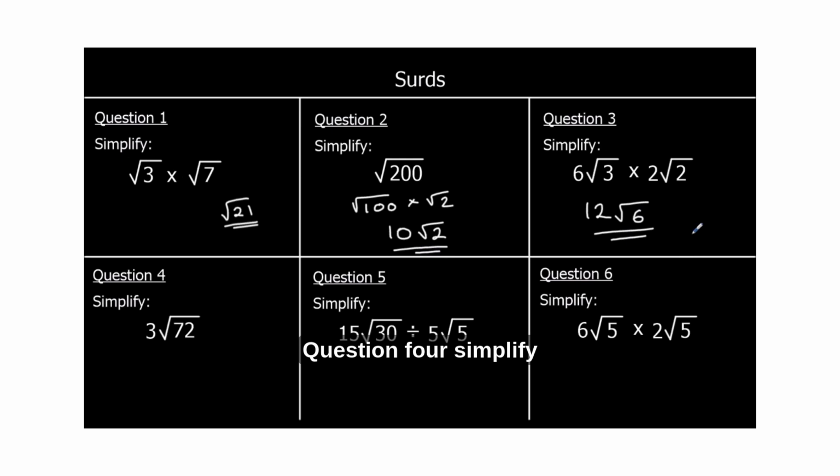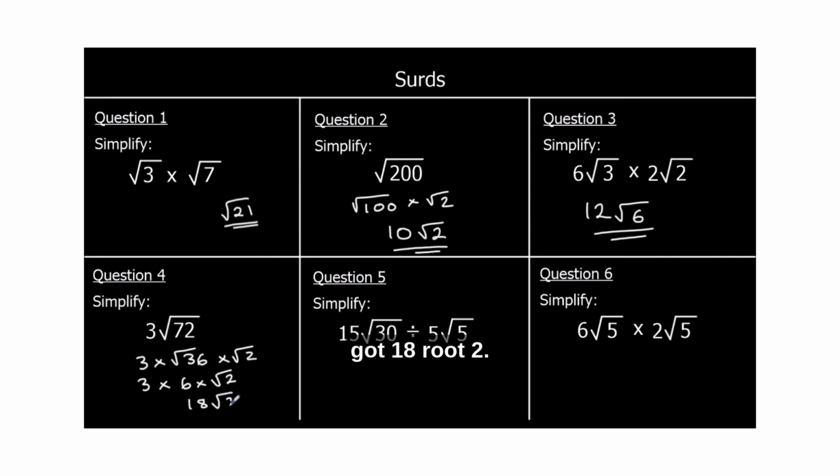Question 4. Simplify 3 root 72. So what is the biggest square number that's a factor of 72? That is 36. So I can change root 72 into root 36 times root 2. So 3 times root 36 times root 2. Root 36 is 6. And 3 times 6 is 18. So I've got 18 root 2.